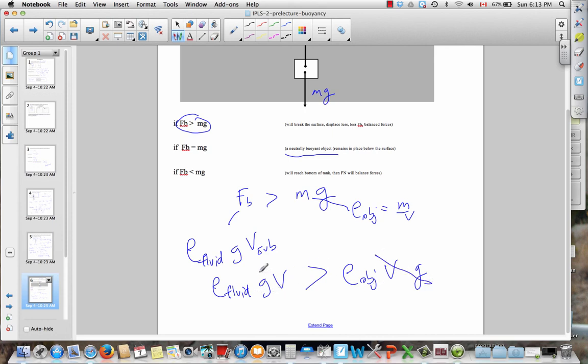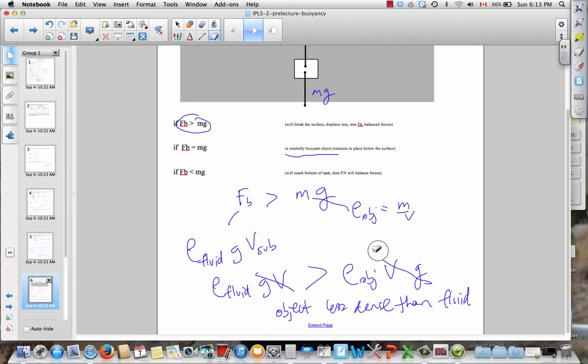We'll now notice that gV cancels out, and it must be that the fluid density is more than the object density, or, in other words, the object is less dense than the fluid. So the object will float if it's less dense than the fluid. And we've proven this using Archimedes' principle.